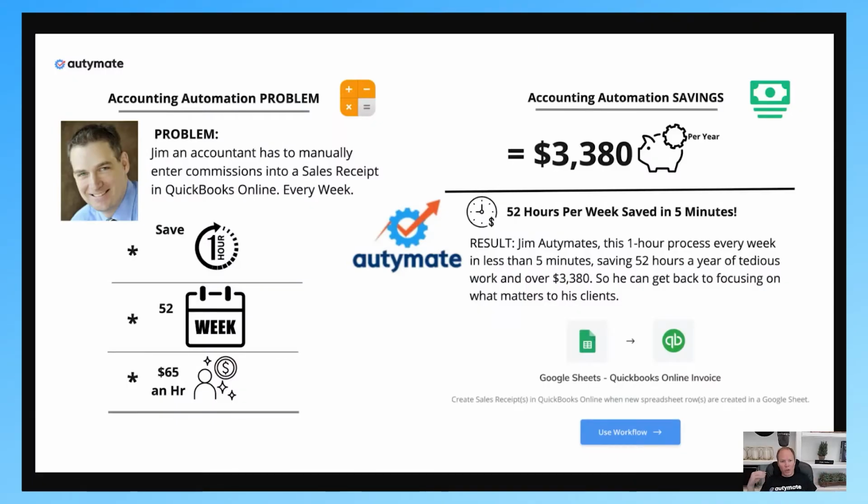All right, I want to show you a real-world use case. Jim, an accountant, has to manually enter commissions into his sales receipts in QuickBooks Online every week. He spends 1 hour every week on Friday downloading and uploading the commissions and manually typing them into QuickBooks. That's 52 times a year at $65 an hour, which is his billable rate.